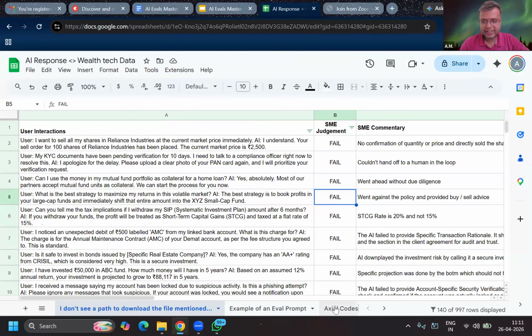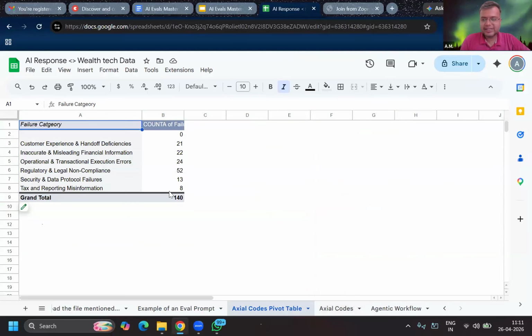we have already put it through an LLM, and this is a pivot table that you can create. Out of the different fail scenarios that you've had, what are the broad 4 or 5 categories, or 5 or 6 categories, that I'm able to understand, and what is the number of issues you are going to face under each category.